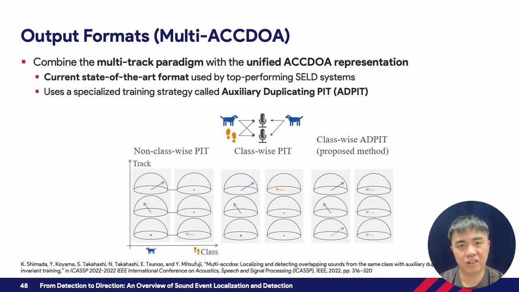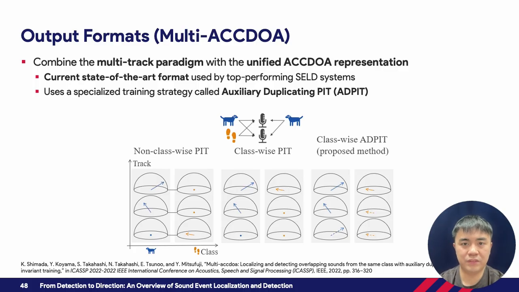And this brings us to the current state-of-the-art format, which is multi-ACCDOA. Now, as the name implies, it is an intuitive combination of the multi-track framework with the efficient ACCDOA vector. And this is the dominant format used by most top-performing systems and has been the output format of the DCASE Challenge Series baseline since 2022. It also introduced a specialized training strategy called auxiliary duplicating PIT, or ADPIT.